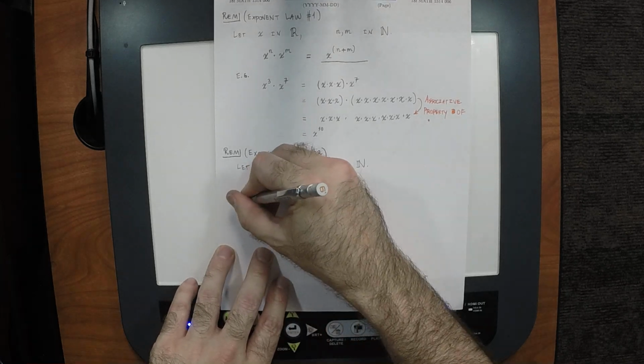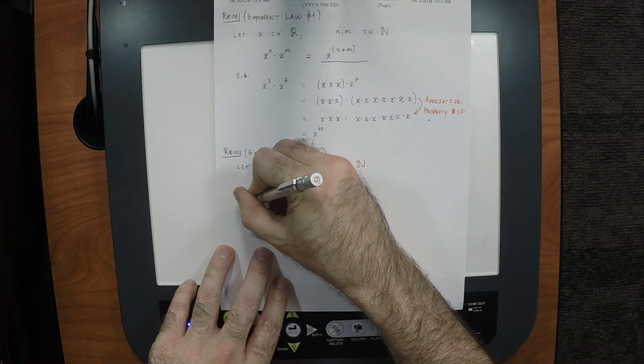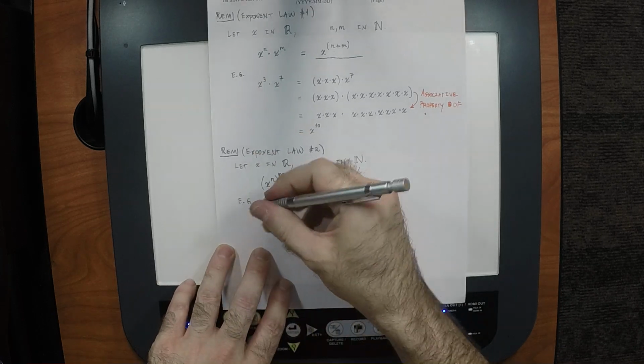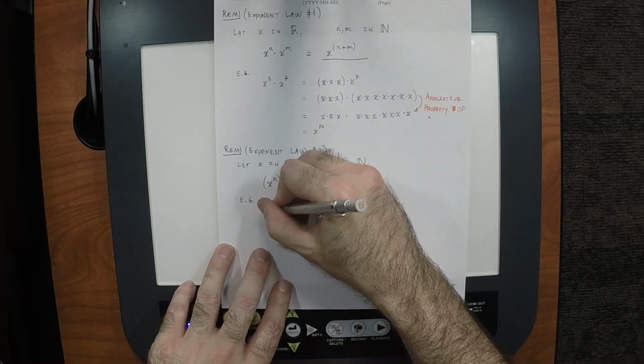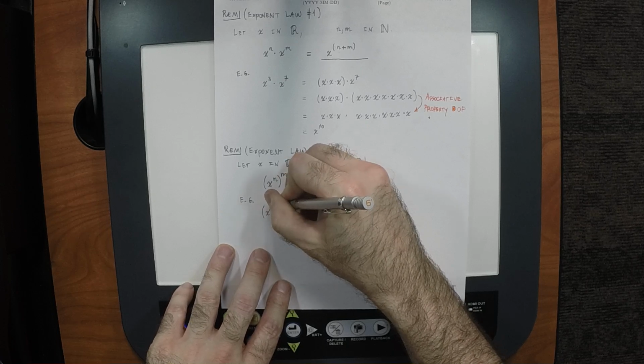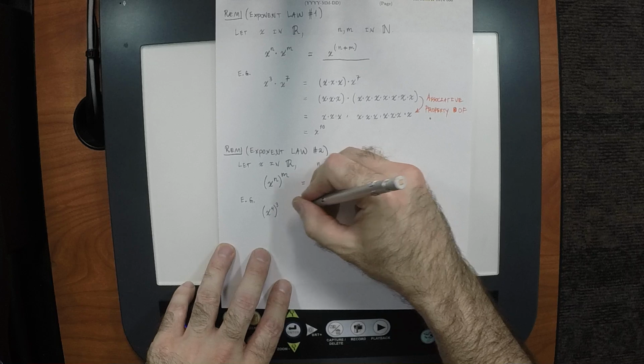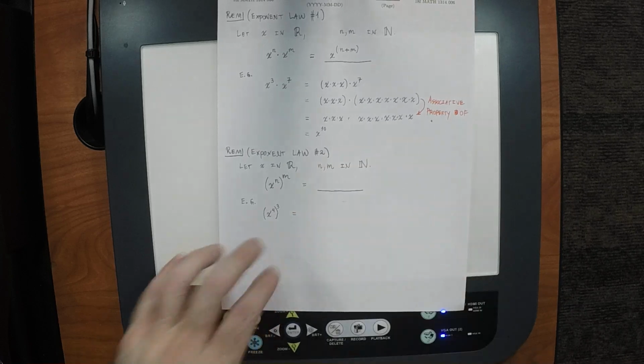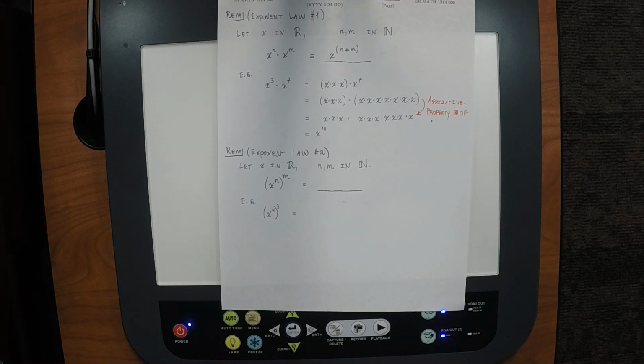Okay. By way of example, how about something like this? X to exponent 4, and then all of that to exponent 3. And again, we're only allowed to use what we've already discussed. All right.